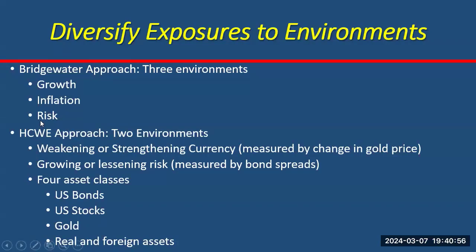A risk environment, boy, you want bonds. If things are blowing up around the world, you've got recessions, boy, you want bonds. So in 2 of the 3 environments, stocks and bonds are negatively correlated. And then in inflation, stocks and bonds are positively correlated.